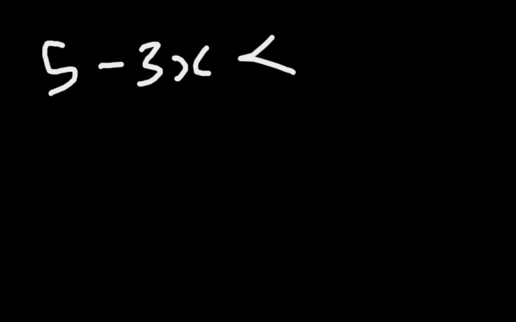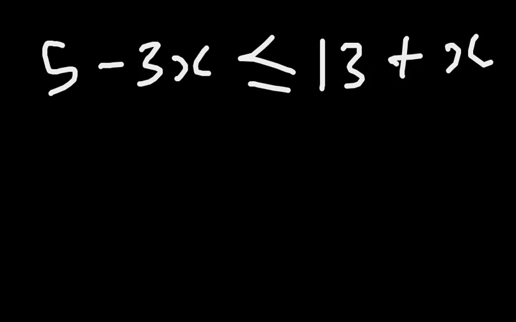In this one we're going to deal with the inequality 5 minus 3x less than or equal to 13 plus x. Again, we treat the inequality sign in the middle as if it's an equal sign, so we'll just solve this the way we'd solve a typical linear equation.